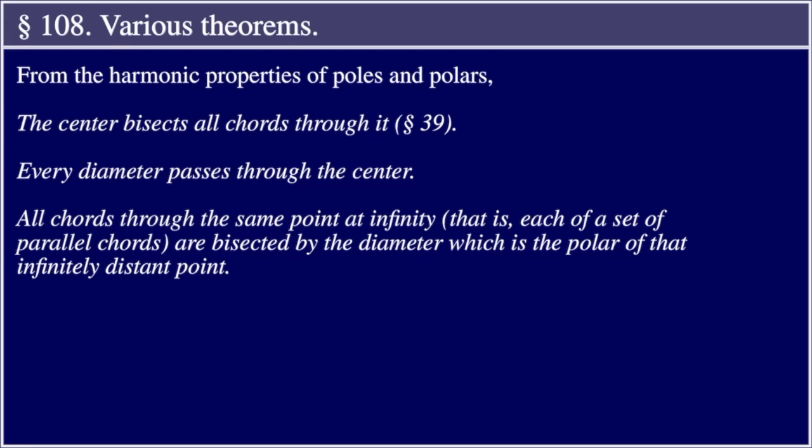Section 108. From the harmonic properties of poles and polars, the center bisects all chords through it. Section 39. Every diameter passes through the center. All chords through the same point at infinity, that is, each set of parallel chords, are bisected by the diameter, which is the polar of that infinitely distant point.